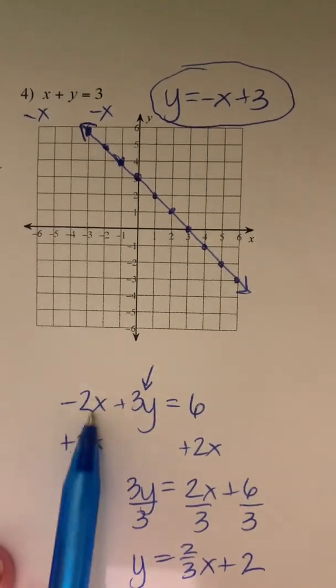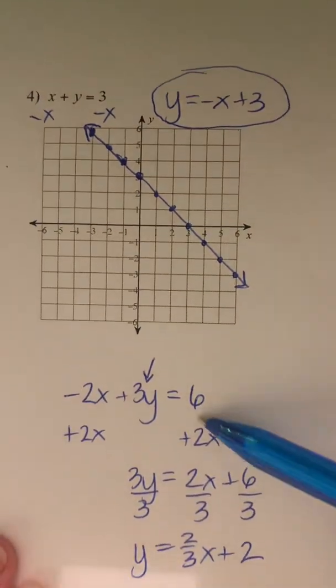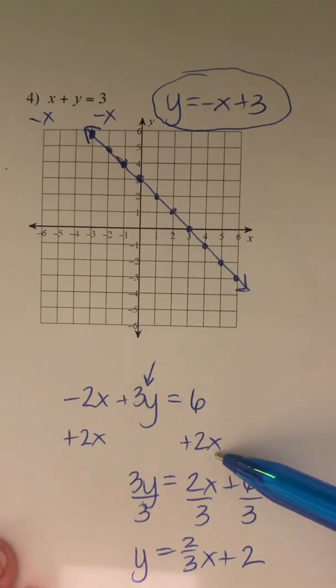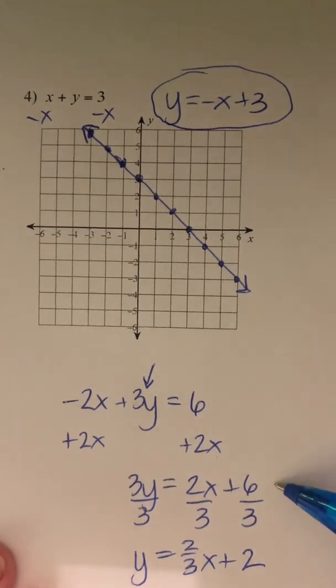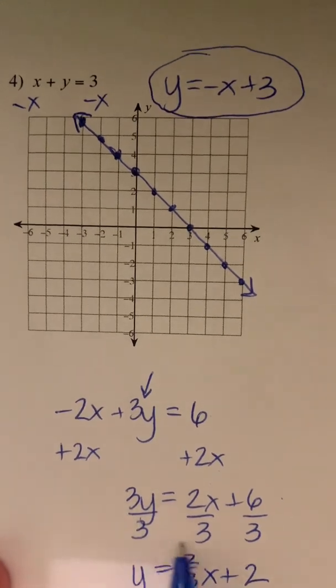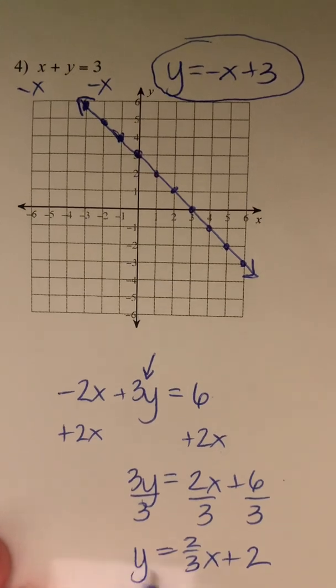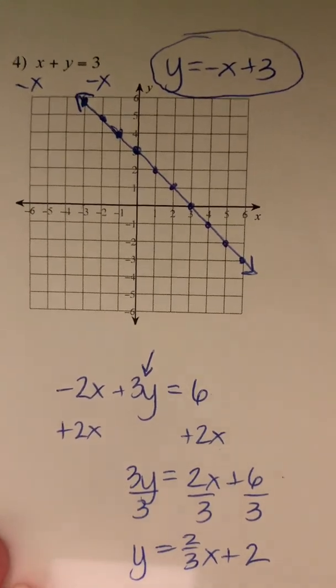I take whatever my x term is, I either add it or subtract it to move it over. These are not like terms. They cannot be added or subtracted. They have to stay separate. And then whatever number is in front of my y, if it's not a 1, I have to divide by that number to get y by itself. And I might end up with fractions, might not.